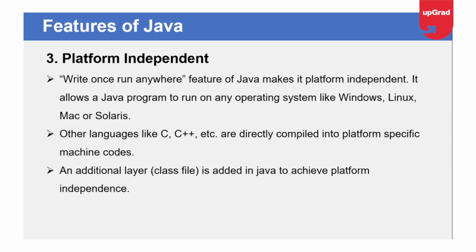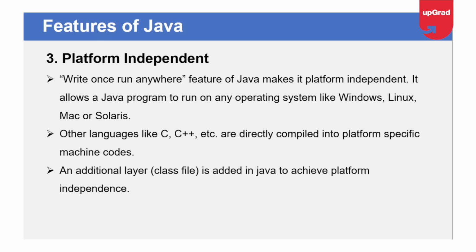A very important feature of Java: it is platform independent. First of all, let us understand what we mean by platform independent. When we talk about C or C++, if we write a code on any operating system, let us suppose we write the code on Windows, that code might not work on Mac. This happens because the codes are directly compiled into machine specific codes.